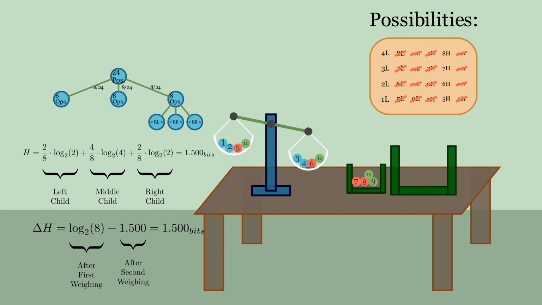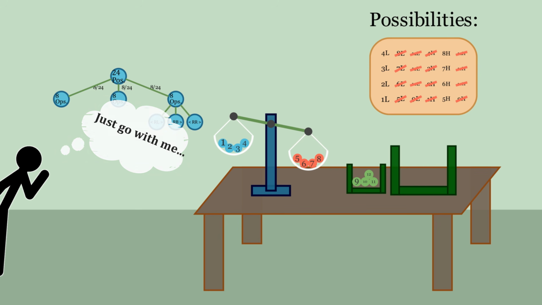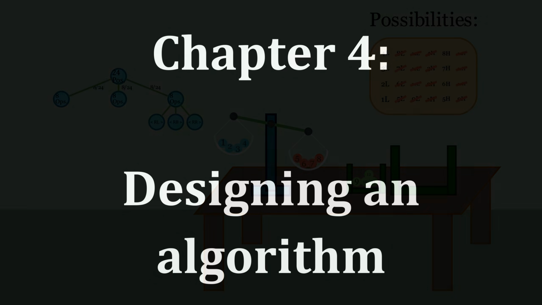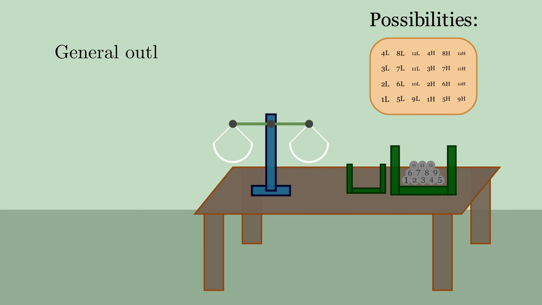In the worst case scenario, if we perform the same weighing again, 1 through 4 against 5 through 8, we learn nothing new and do not reduce our entropy at all. We need to find the configurations that reduce the entropy the most, given our prior information. For this task, this might be the time to stop thinking like a mathematician and start thinking like an engineer. We're going to start with the most general outline, and then work our way down to all the nitty-gritty details.